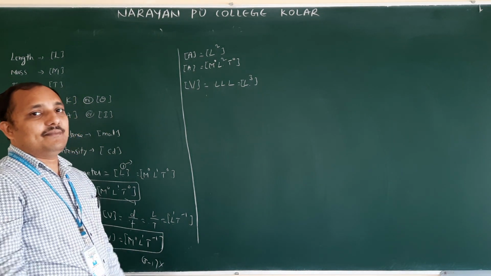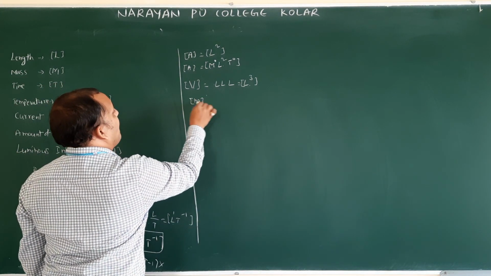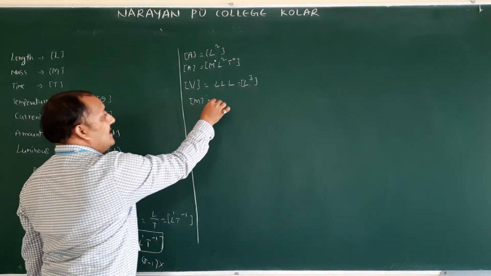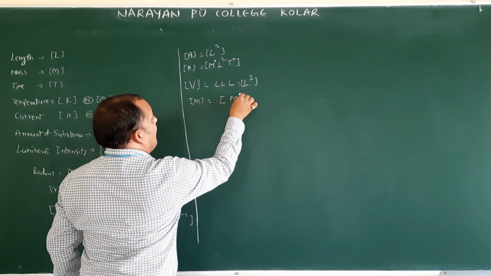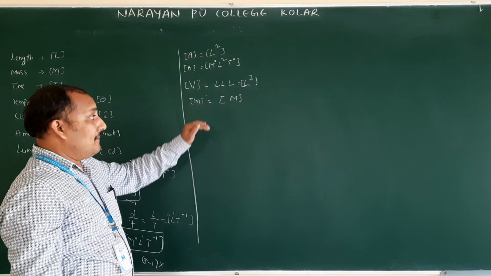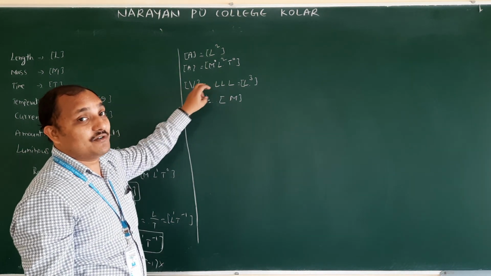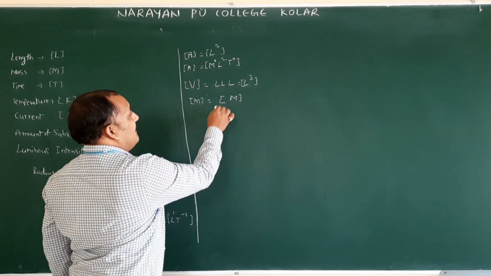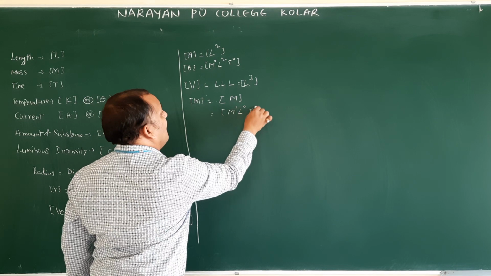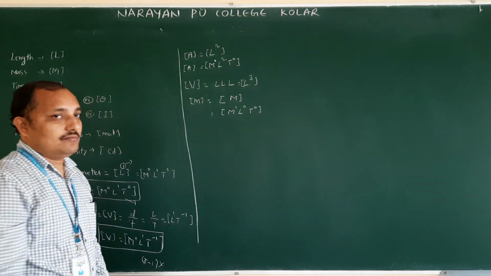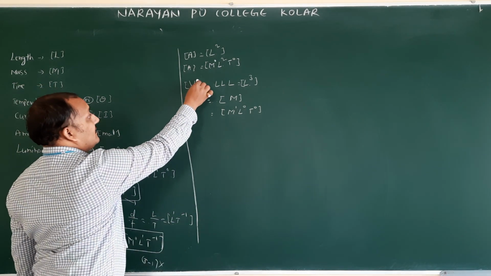And what is the dimension formula for mass? Mass is denoted with capital M. So when the fundamental physical quantity has power 1, we represent mass. If you want to write it like this: M power 1, L power 0, t power 0. So next, any other physical quantity.